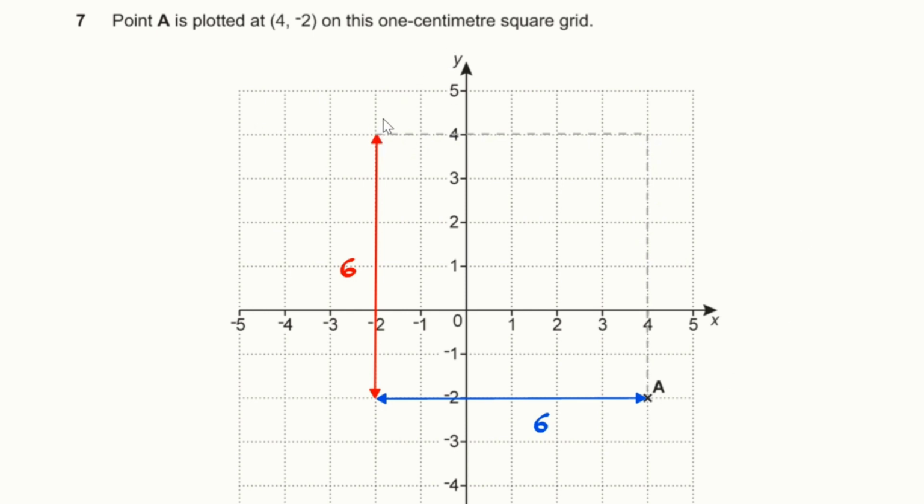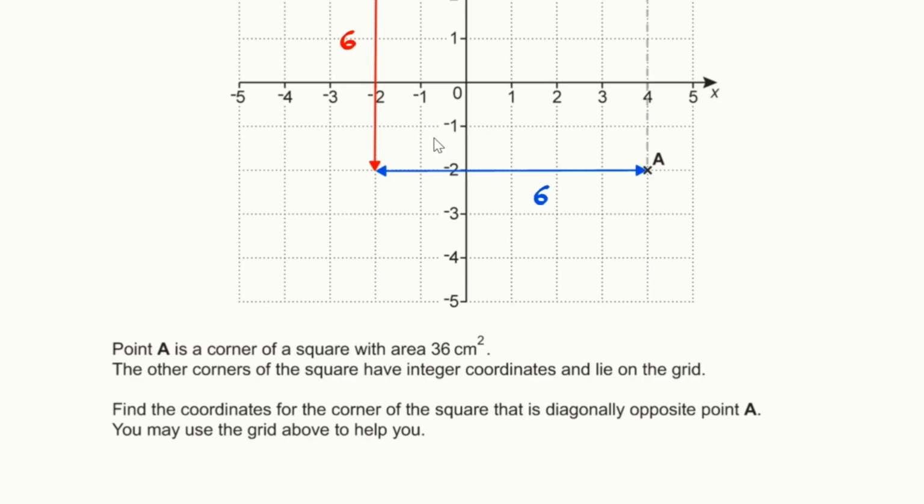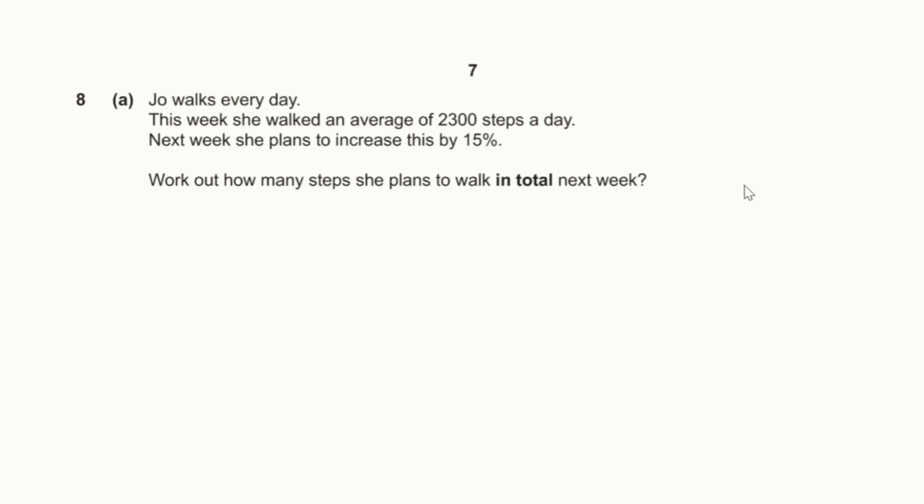And so the point over here has coordinates -2, 4. So the coordinates we have are -2, 4.